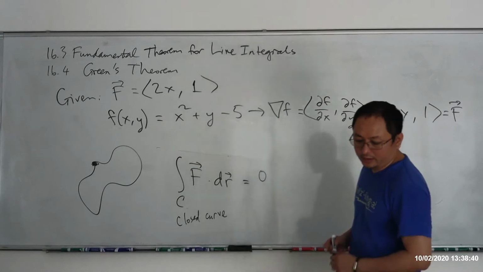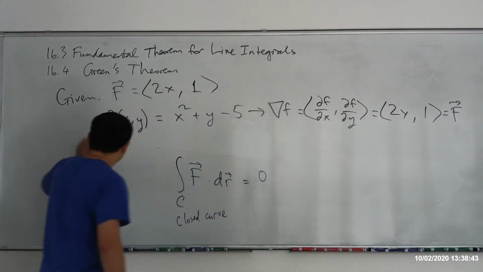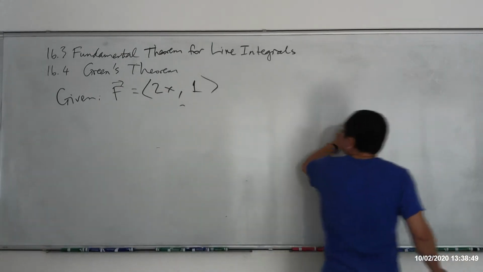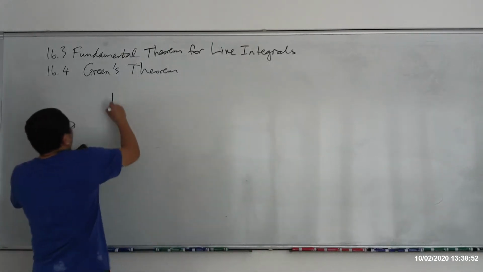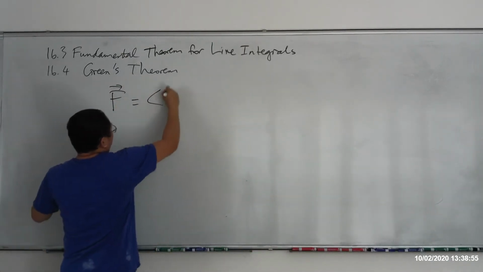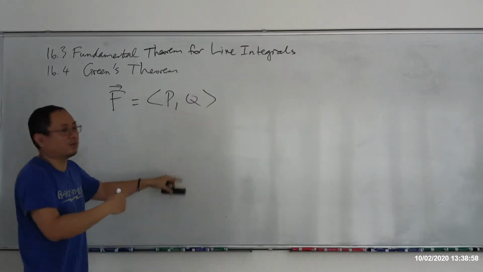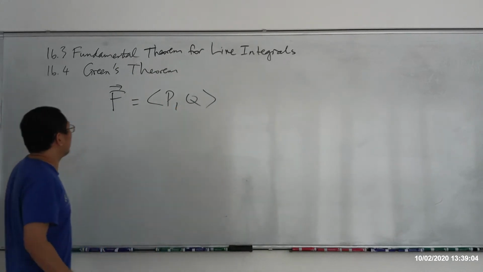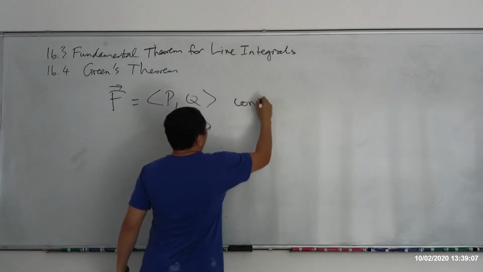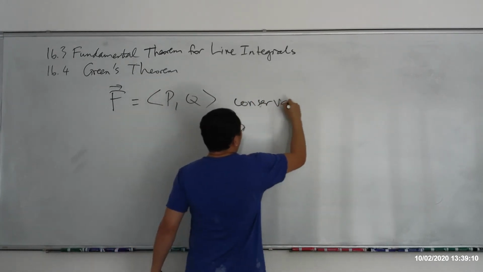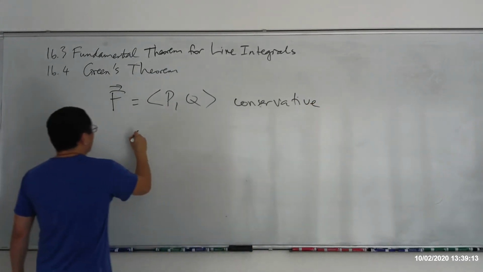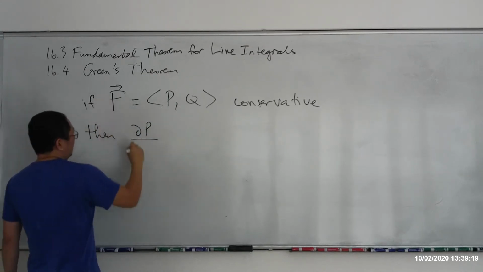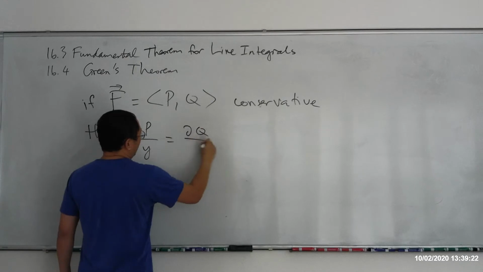Let me move on and see. Okay, now there's another theorem. Vector field F equal to P, Q. Remember, P is the x component, and Q is the y component. These are functions of x, y, right? If F is conservative, then the partial derivative of P with respect to y is going to be equal to the partial derivative of Q with respect to x.